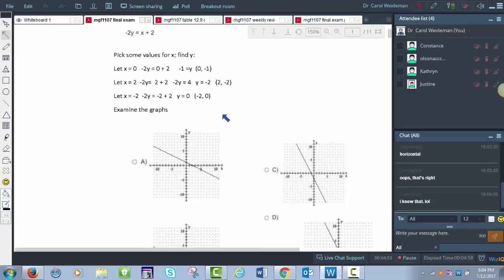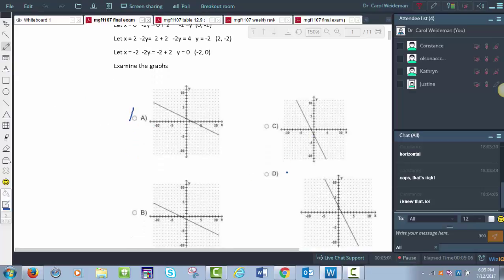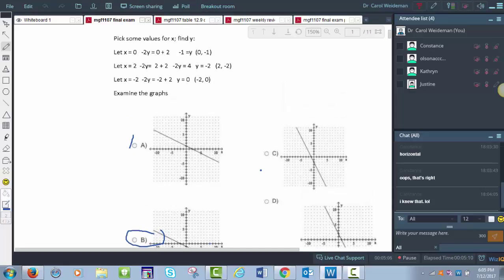I've got 0, negative 1. So let's take a look. 0, negative 1 is not on this graph. So if I did my finding points correctly, it doesn't look like it's on that one. Looks like it's on this one. It might be the only one. 0, -1. Let's check the other points.